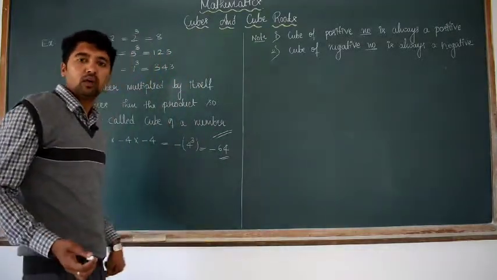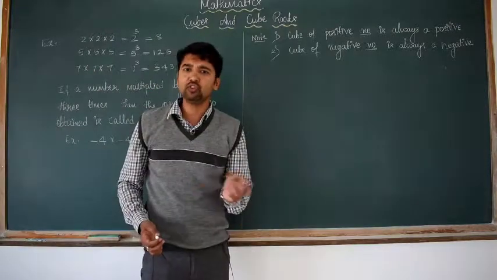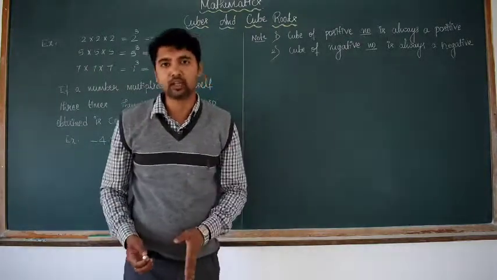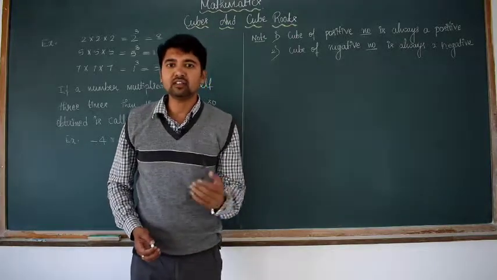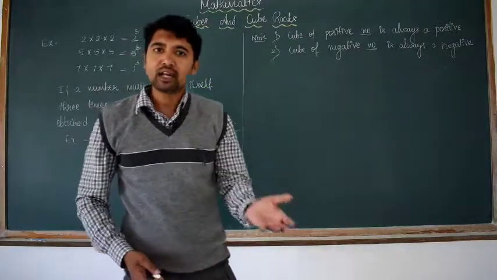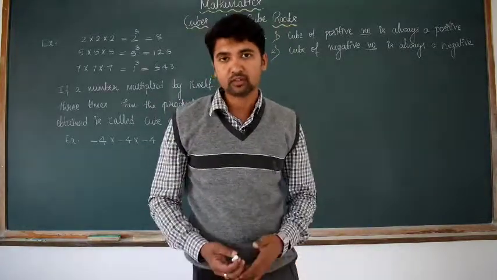What is the cube of an even number? 2 into 2 into 2. If you multiply 3 times, you will get an even number only. Suppose 3 into 3 into 3, 3 3s are 9, 9 3s are 27, it's an odd number. The cube of that odd number will be odd only.